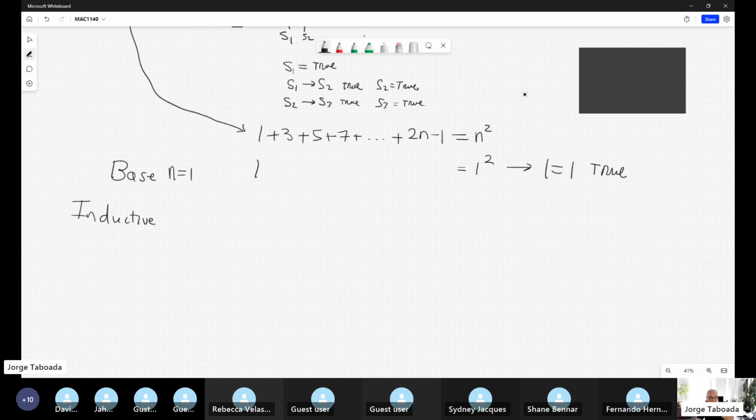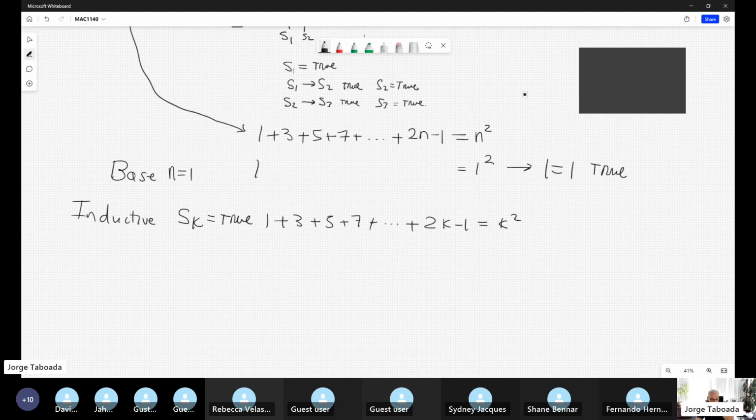Okay, you assume that S sub k is true. Now who is S sub k? Well, S sub k in our example is 1 plus 3 plus 5 plus 7 plus ... plus 2k minus 1 equal k squared. So that's easy. The only thing I did was replace n with k. But the convention is that k is the intermediate value, not the last one.